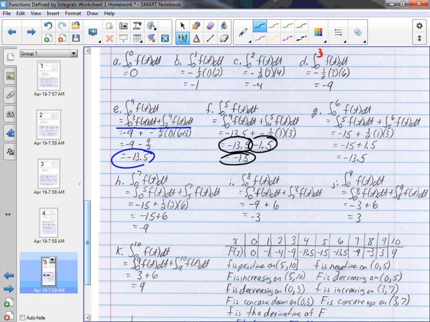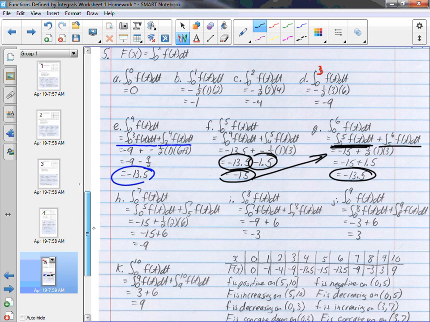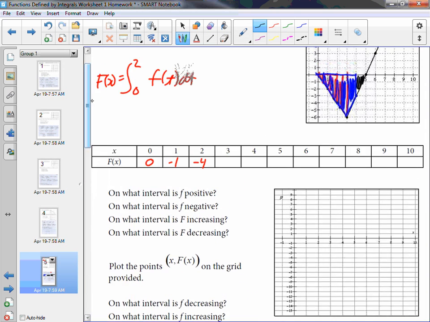And then I kept doing the same thing. The integral from 0 to 6, at that point I knew what it was from 0 to 5, find the area from 5 to 6, add them together. And to get the integral from 0 to 7, at that point I need to be careful. So let me back up.